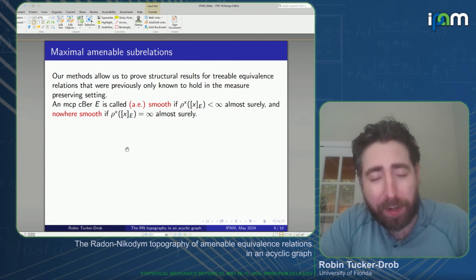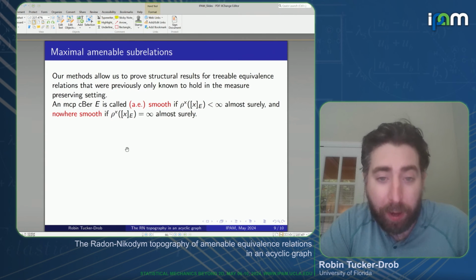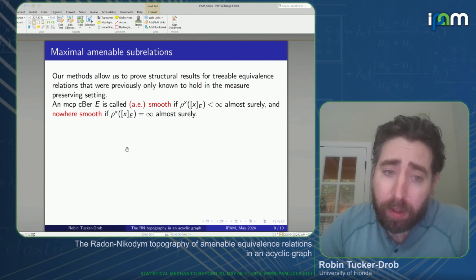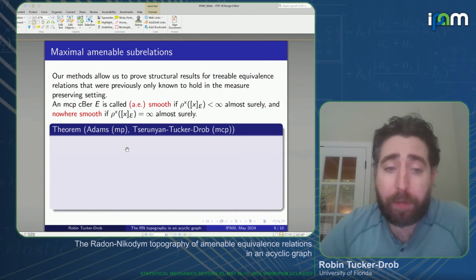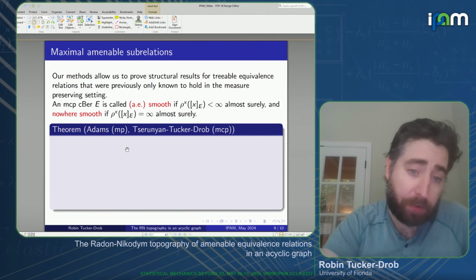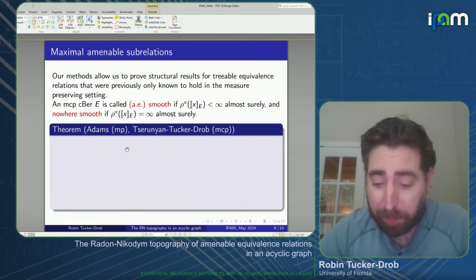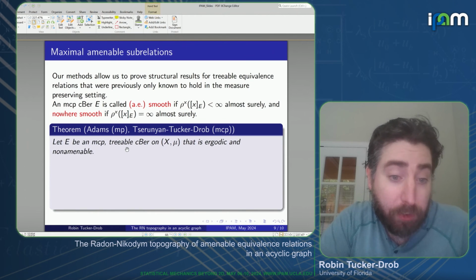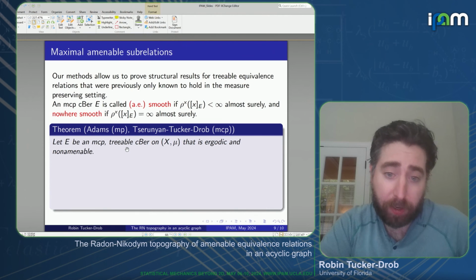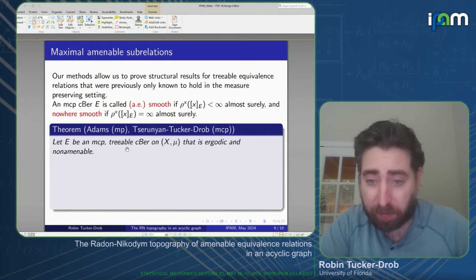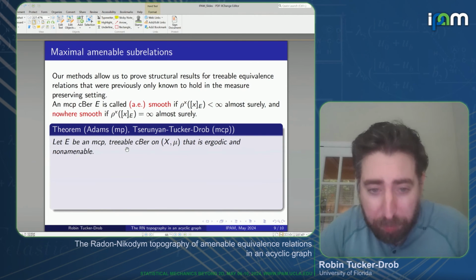In the measure preserving setting, that would just mean literally infinite and literally finite, but here we have to say cocycle infinite and cocycle finite. Okay, so the theorem of Adams in the measure preserving setting that we extend to the general measure class preserving setting is as follows. Let E be a measure class preserving treeable countable Borel equivalence relation on X, mu, and once again, to make it easy to state, I'm assuming ergodicity. So it's ergodic and non-amenable.